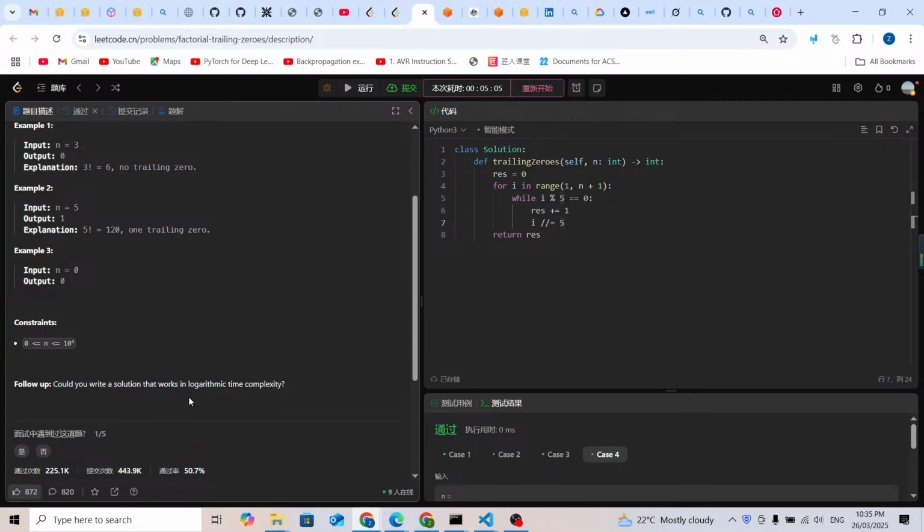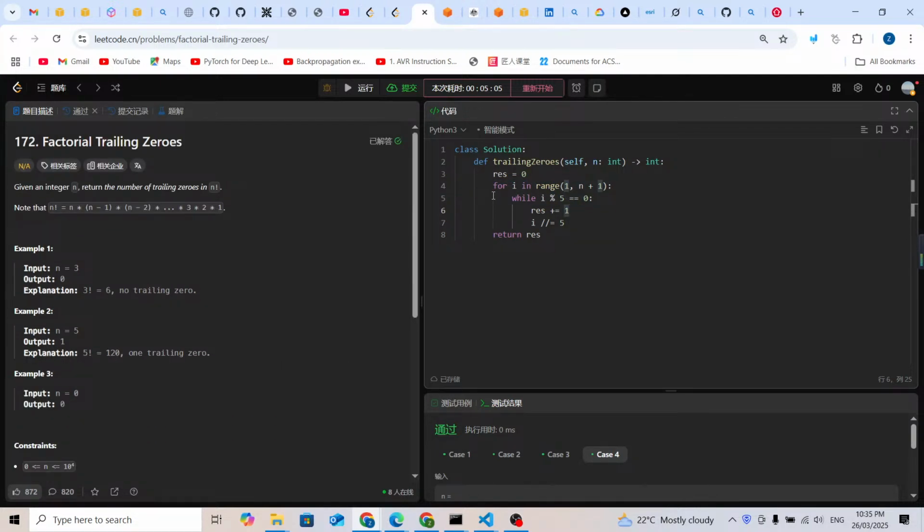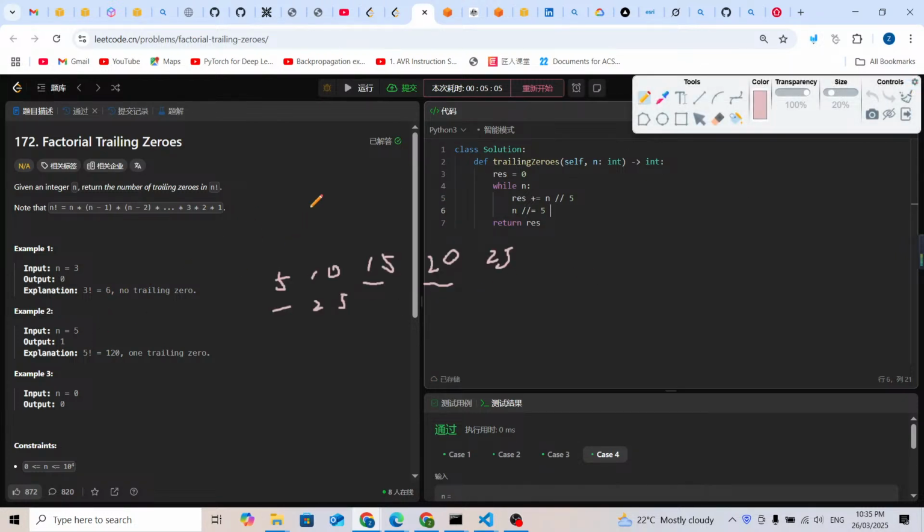So what is logarithmic time complexity? We should not use a for loop. Can we solve it without a for loop, in log n time? Of course we can. We're going to directly check this number and update n with n divided by 5. So for any number, for example, if n is 5, we just check n divided by 5, which is 1. It means there's going to be 1 zero.